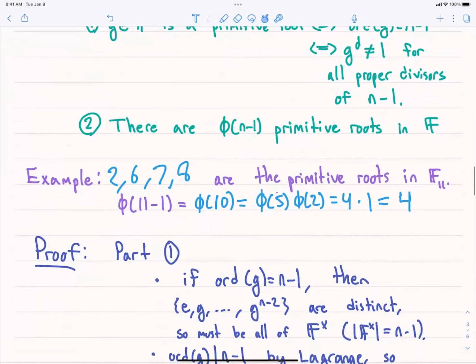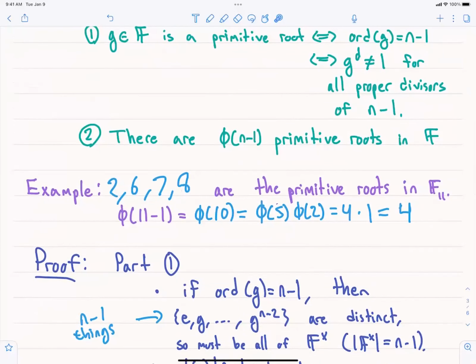Okay, but that's n minus 1 things, because I started at g to the 0 and went up to n minus 2. And in F cross, there are only n minus 1 things. So if I have n minus 1 distinct things, and they live inside some other n minus 1 things, I really have to hit all of them. So this justifies that if the order is equal to n minus 1, then I hit everything as a power of g.